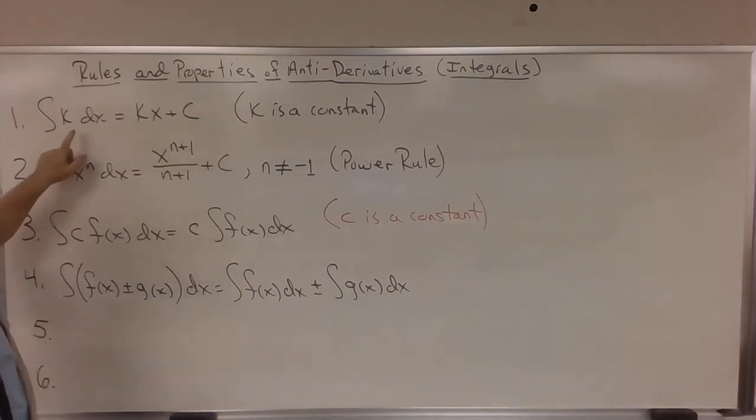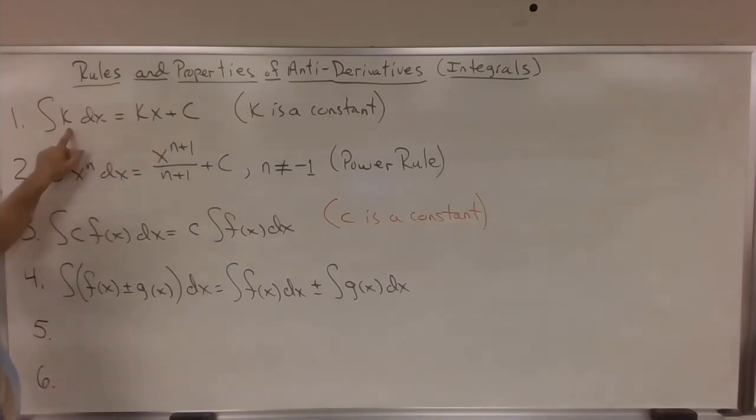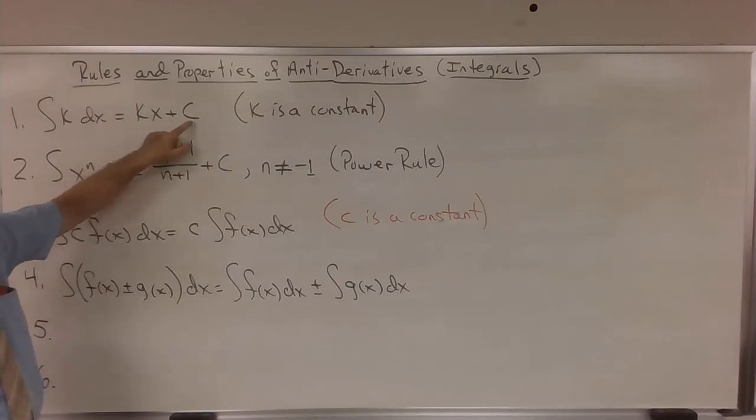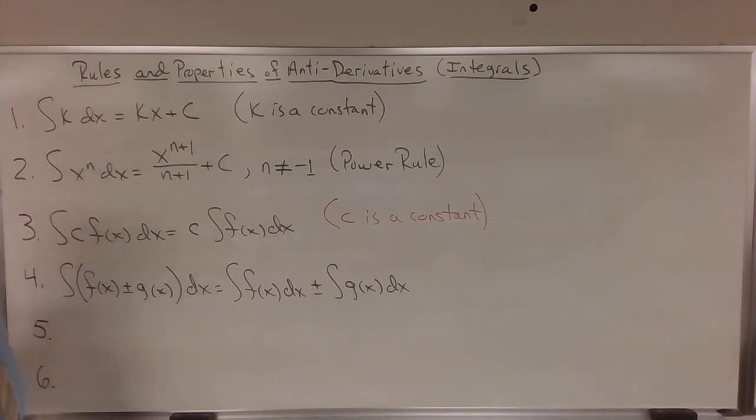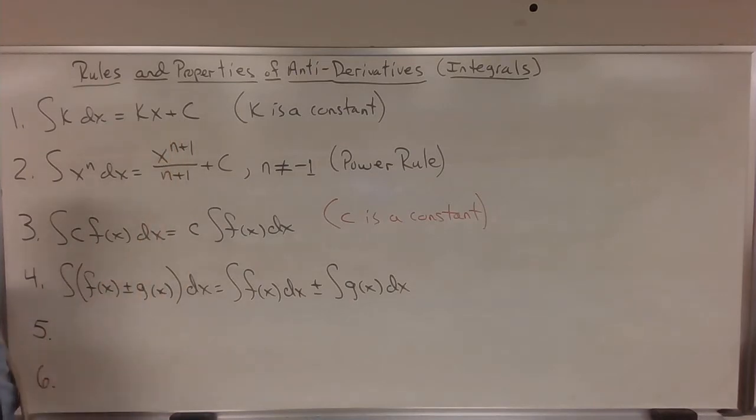So what would the antiderivative of the constant k be? It would be the function that we had to compute the derivative of to get k, kx, plus the arbitrary constant of integration. So the antiderivative of a constant is that constant times x, plus the arbitrary constant of integration. And we have a power rule for derivatives.